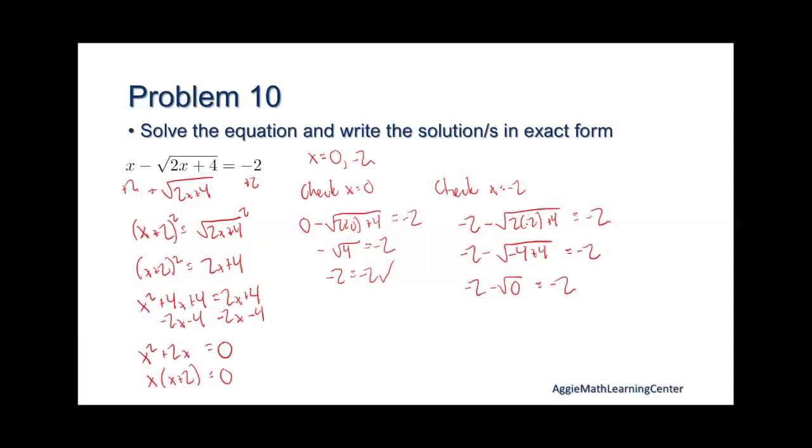And what is the square root of 0? It's 0. So we're going to get -2 minus 0, which is -2, equals -2. So that is in fact also a solution. So our final answer for this one is 0 and -2. Both of them did happen to be correct. But again, sometimes it may not be, and only one will be correct.